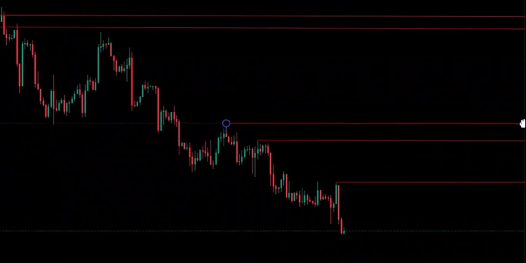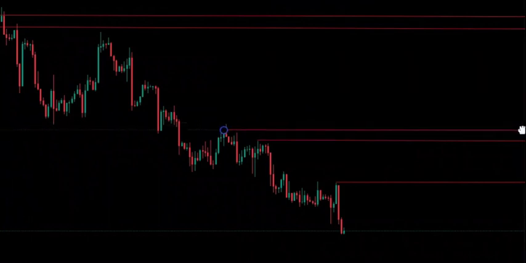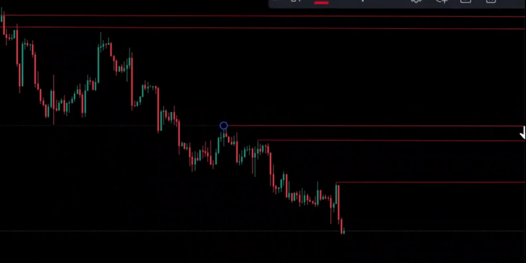Now put it on the candle high. I mean the candle high, not the wick high. The candle high.